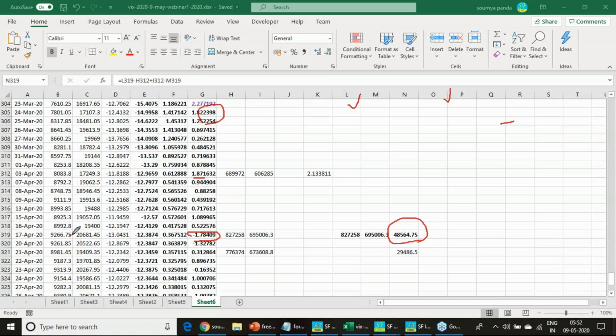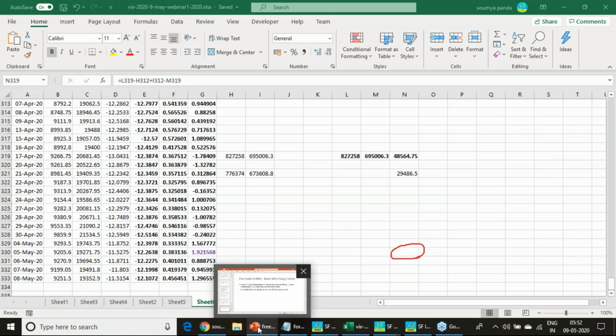So here Nifty must be bought and Bank Nifty must be sold on 17th April, and the very next day it is negative 1.32, and on 21st April it is coming to the positive range. So negative to positive migration happened. So here if you close it, 29,486 you have made as profit in the month of April.